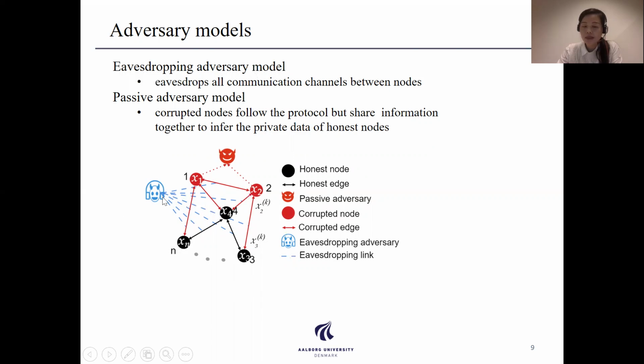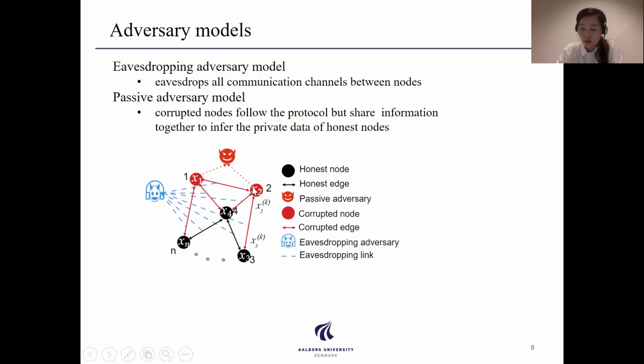And this is one toy example. The toy example here is the eavesdropping adversary. It works by listening to all the communication channels of the network to infer the private data. And here is the so-called passive adversary. It works by controlling a number of nodes in the network.